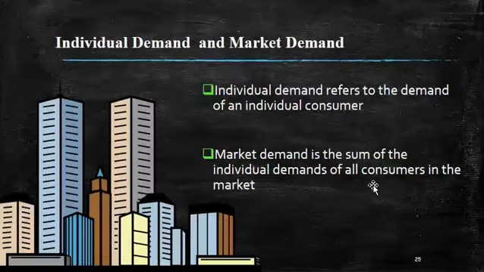So, individual demand and market demand. Individual demand refers to the demand of an individual consumer, while market demand is the sum of the total individual demands of all consumers in the market. So, ito, say for instance, ako yung may demand, individual. Ito naman market, kabuuan, pinagsama-sama lahat ng demand ng consumer or ng isang individual.